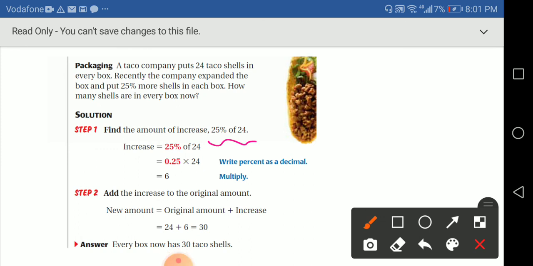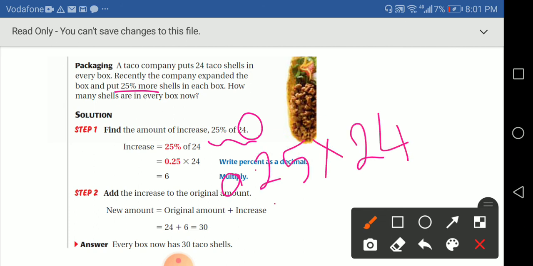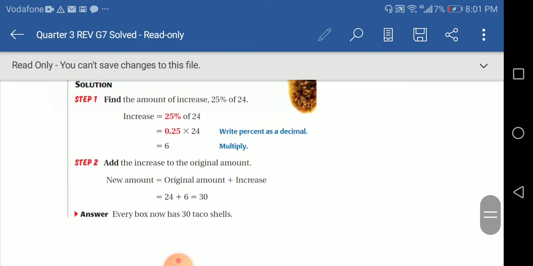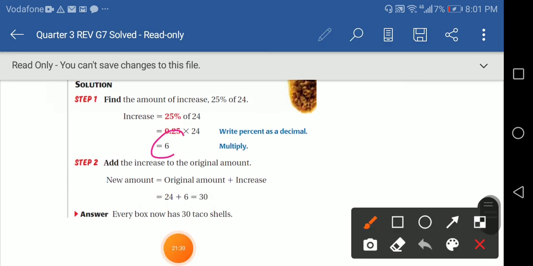Here he asks me about 25% more shells in each box. So I'm going to know the amount of increase. It's 25% of 24, 0.25 of 24. Okay, remember, I'm going to multiply 25 times 24 and then use the decimal point as I told you before. So the amount of increase here is what? What do you think? It's 6.